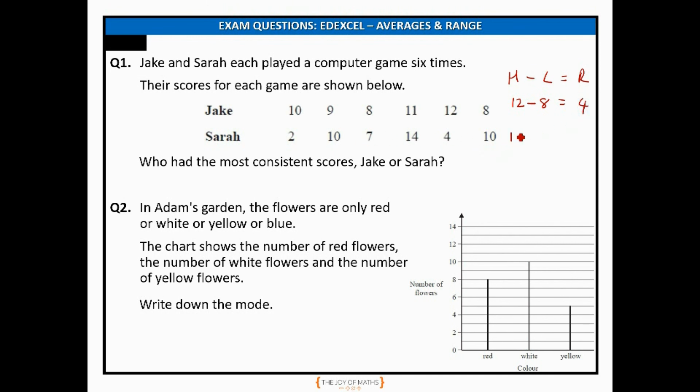Whereas Sarah, she scored 14, so she has a higher score than Jake, but because she actually had a score of 2, her range is 12. Jake is the most consistent, as he has the smallest range.